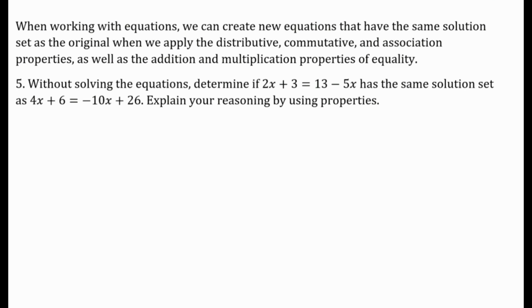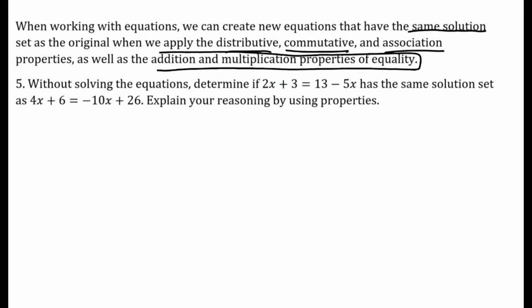So when working with equations, we can make new ones that have the same solutions. I never want to change the solutions to an equation. That would be bad news. We want to preserve the solutions, but I want to change the way they look. So we have our distributive property, which we know and love. The commutative property, switching the order of things, moving people around. The associative property says that I can change the grouping, as well as the addition and multiplication properties of equality. Those are kind of new names that you haven't heard before.